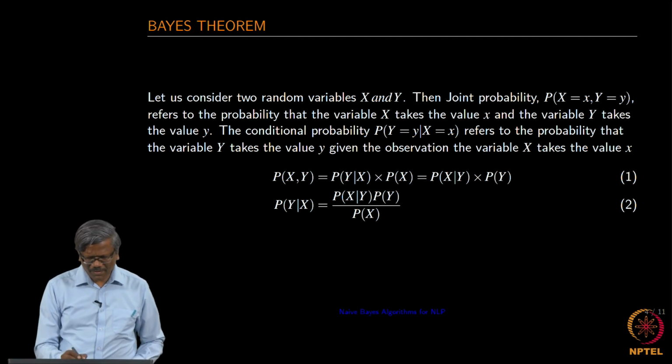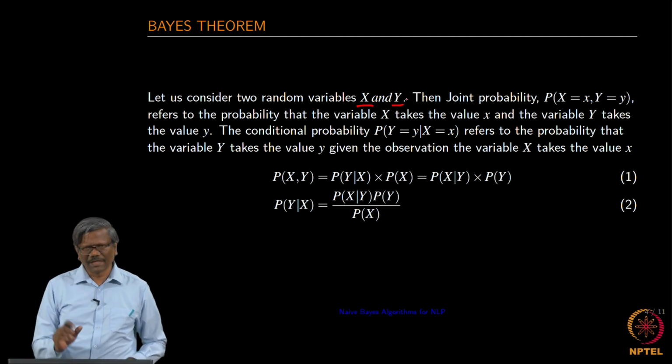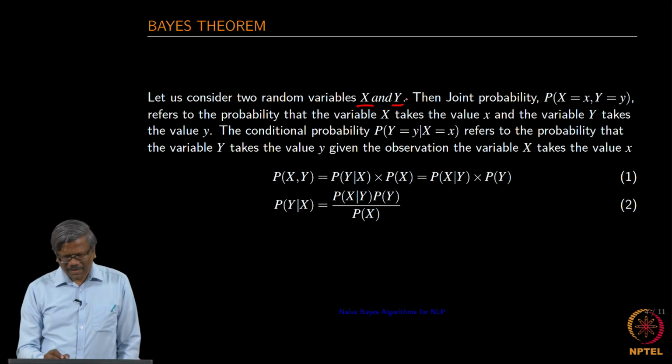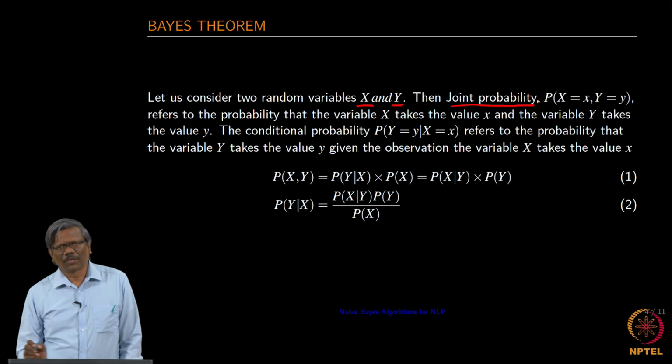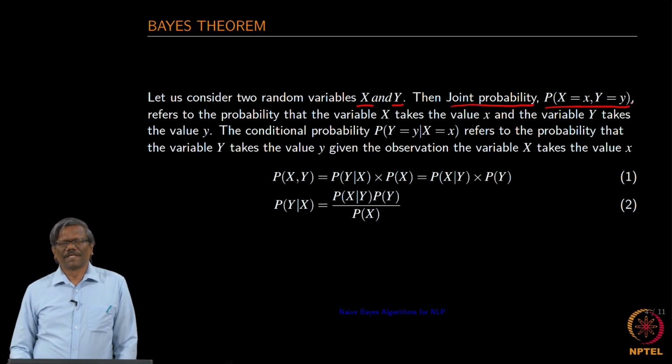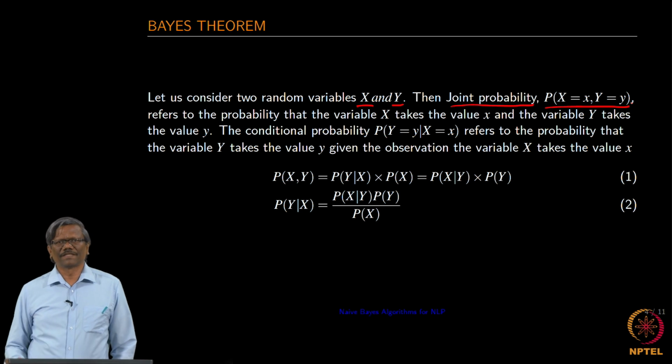Okay, so let us consider two random variables. I am just taking the theory part of that initially. And then you know what a joint probability is, right. It is given as this. This refers to the probability that the variable capital X takes the value small x, and the variable capital Y takes the value small y.